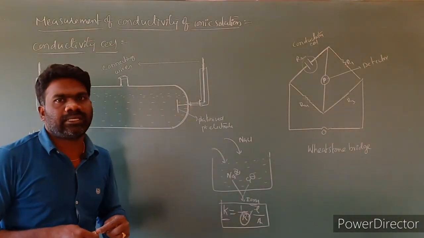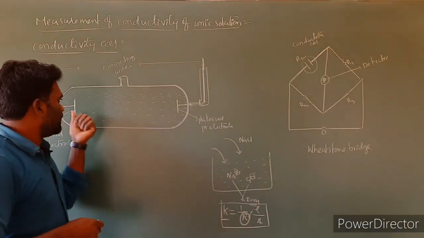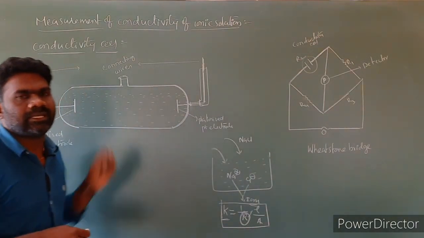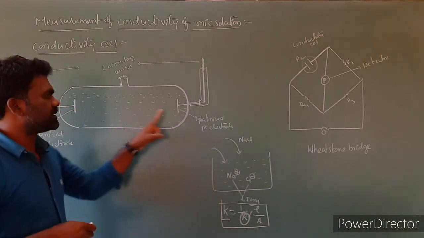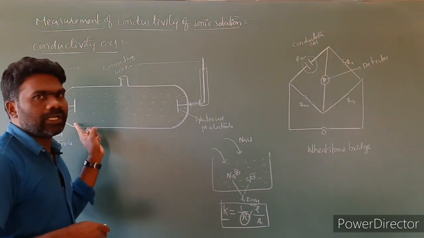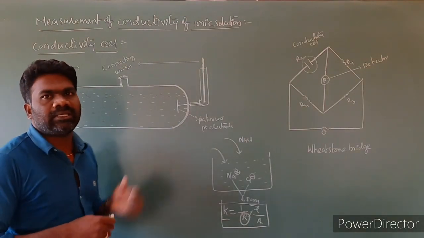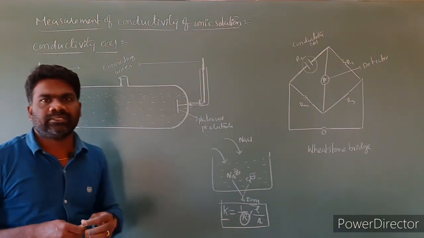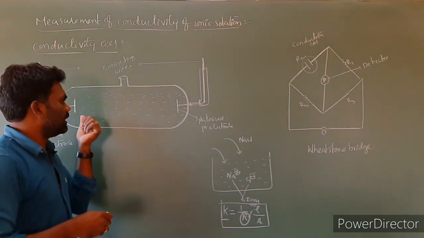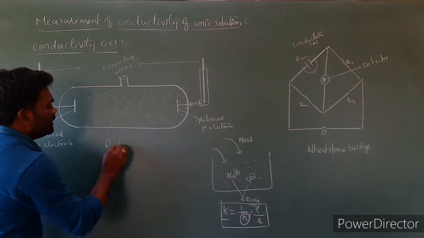The distance is L, the length is L. The area of cross section of electrodes is A, and the distance between the 2 electrodes is L. The solution placed between the 2 electrodes is a column of length L, and the area of cross section is A. To find the resistance of a column of solution, we will use the formula R directly proportional to L by A.